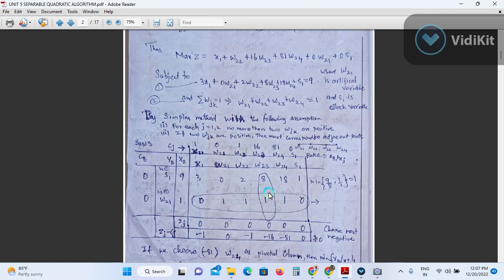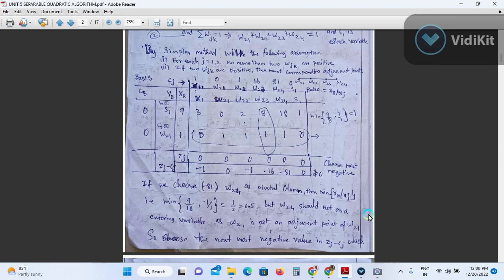So how do you do that? I have to make this entry 0, right? So what do I have to do? Here 1 is already there as the pivotal element. Therefore, no need for any modification. So simply multiply this entire row by minus 8 and add it to this row, so that this entry naturally becomes 0, right? So that is how we proceed further.